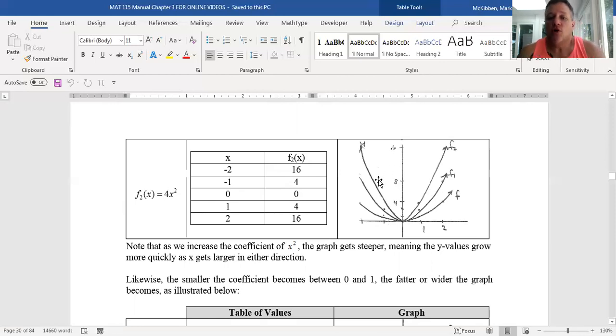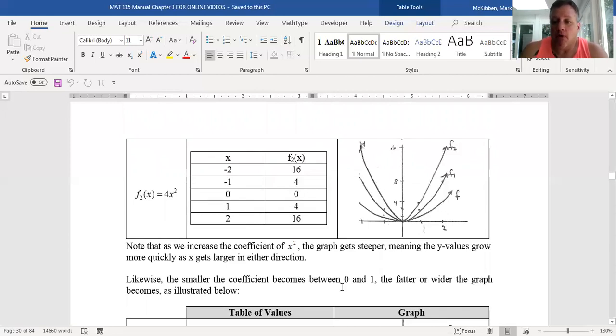y-axis. So what you can say is that if you multiply x squared by a number larger than 1, so 2, 4, any number larger than 1, it compresses the graph towards the y-axis, or makes it skinnier, if you want to think of it that way, by that factor. All right.